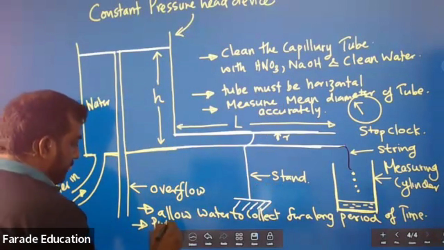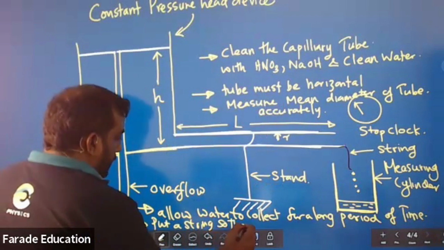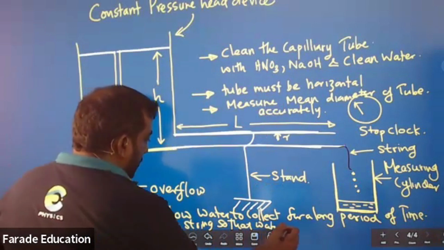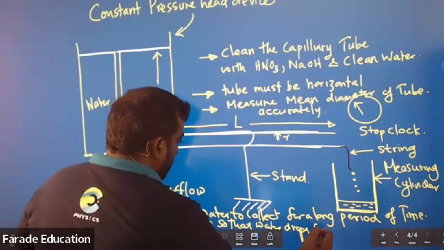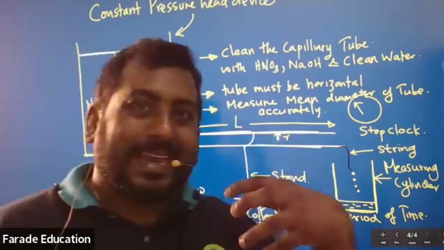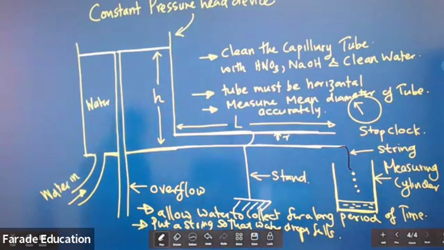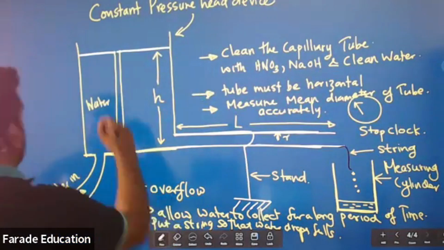Put a string so that water drops fall. Water drops falling indicates what? Streamline flow. Very important, huh? Streamline flow. Also, so many things.